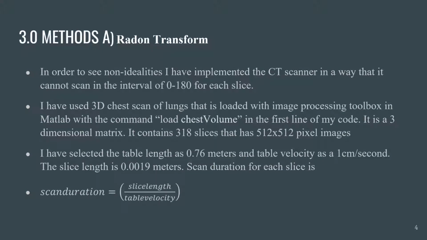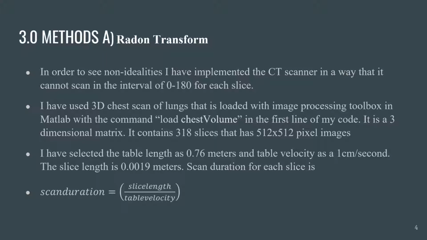As for my methods, the radon transform: in order to see non-idealities, I have implemented a CT scanner in a way that it cannot scan in the interval from 0 to 180 for each slice. This was important because the rotation of the scanner does not always take all the angles from 0 to 180.